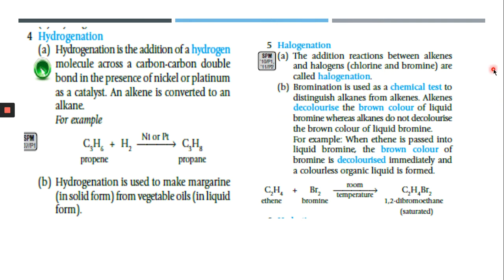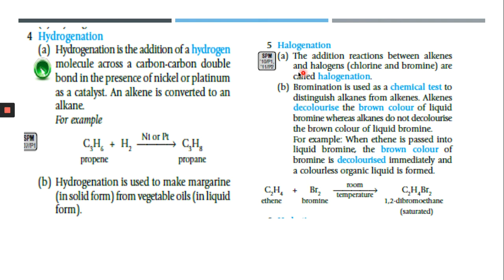Halogenation, biasanya kita akan tambah bromine, and this reaction is what we call as bromination. It's a chemical test to distinguish alkene from alkane. For example, kita ada dua jenis solution dalam test tube. Kita tak tahu sama ada alkene ataupun alkane.